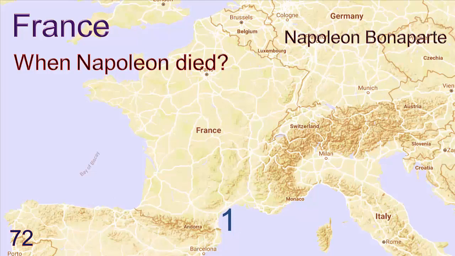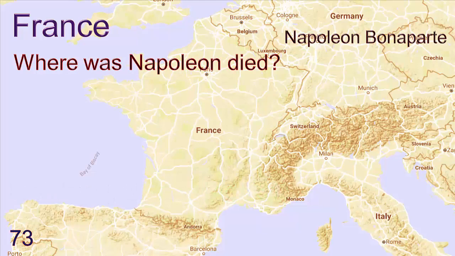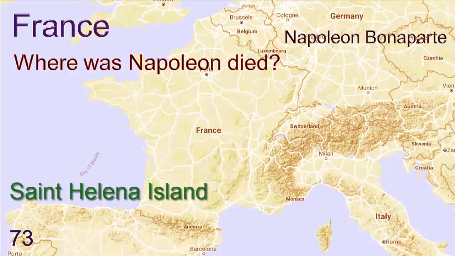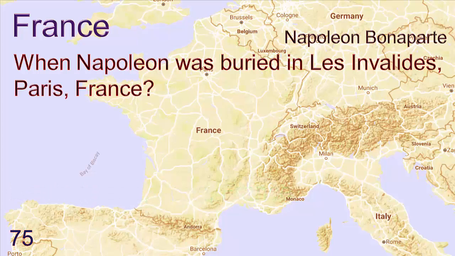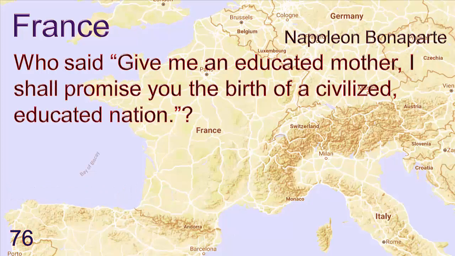When did Napoleon die? On May 5, 1821. Where did Napoleon die? St. Helena Island. Where is Napoleon buried? Les Invalides, Paris, France. When was Napoleon buried in Les Invalides, Paris, France? December 15, 1840.